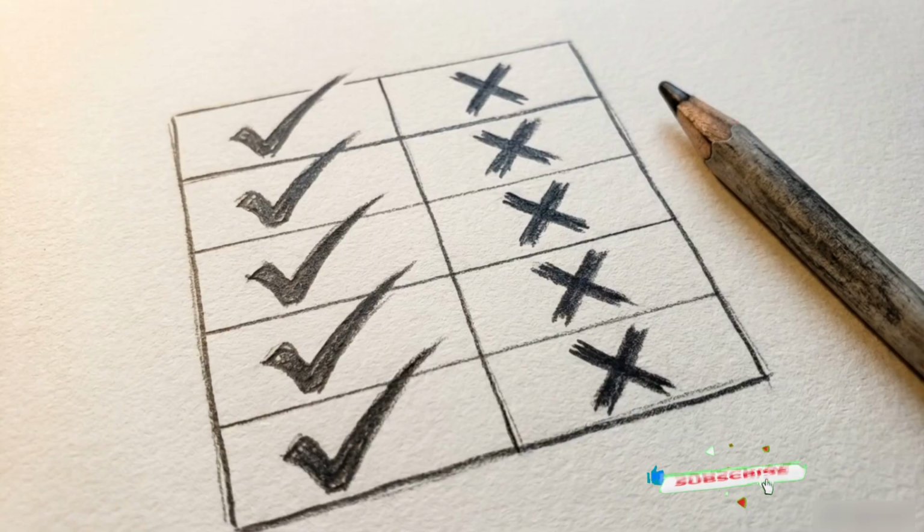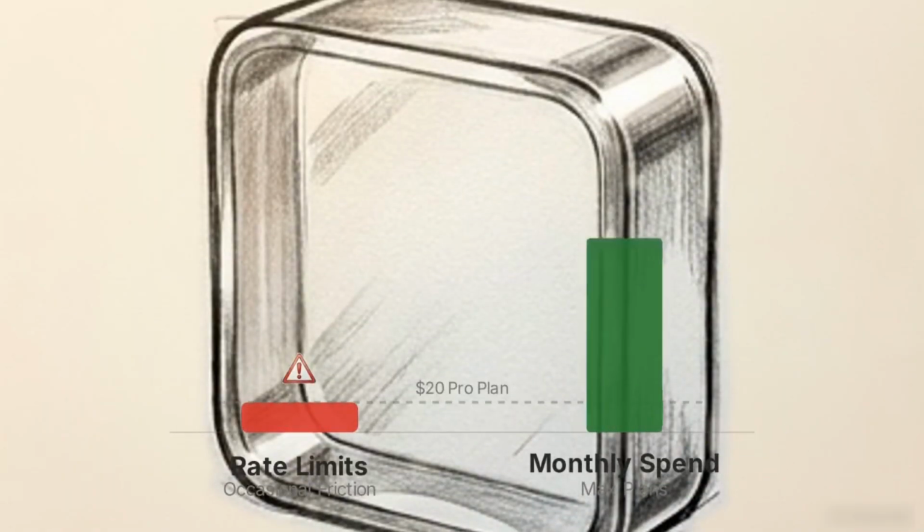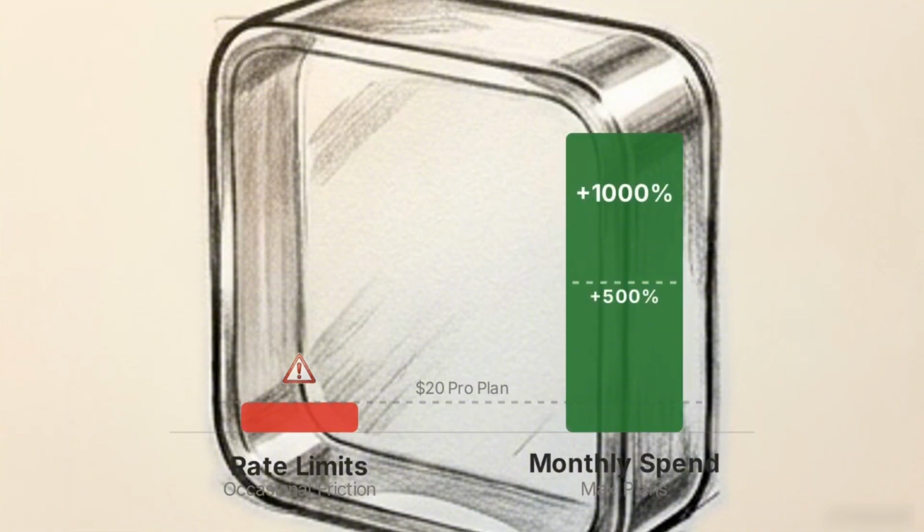As a solo user, you have to run a strict cost-benefit analysis. You must decide if avoiding a few occasional rate limits is actually worth a 500 to 1,000% increase in your monthly software spend. Once you move from solo work to group workflows, the math changes.